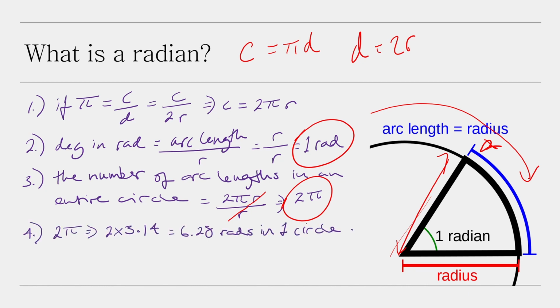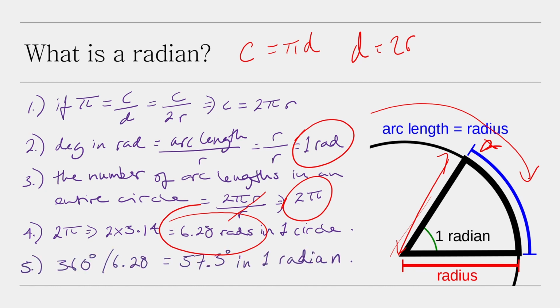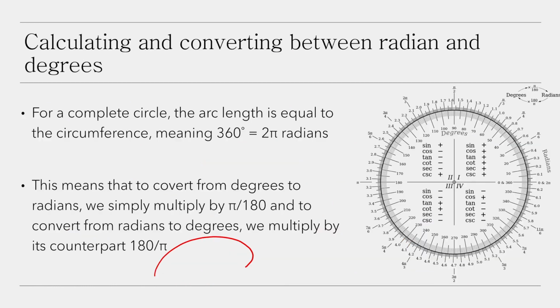And if we multiply that out, we see that there are a total of 6.28 radians in 1 circle. And if we divide 360 degrees by that, because there are 360 degrees in 1 circle, we see that we have 57.3 degrees in 1 radian. So that's just a bit of proof to help you understand what a radian is and where it's actually come from. Pretty useful, I think.